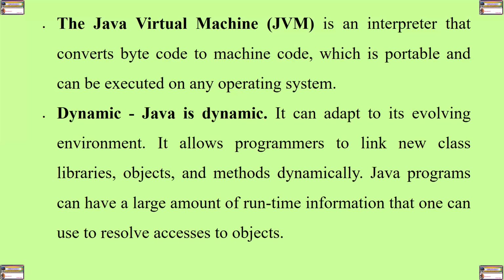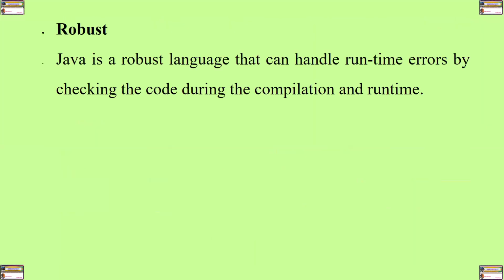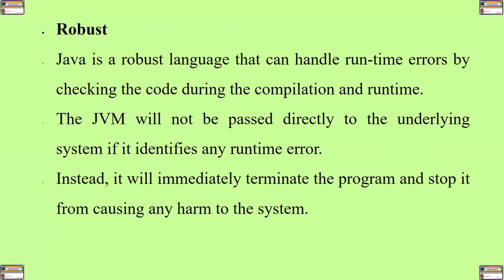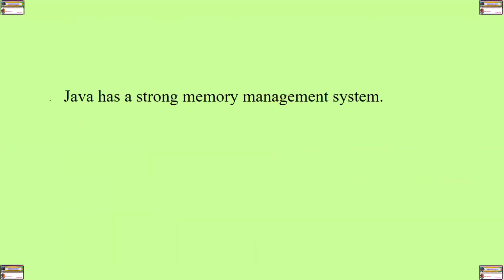Number 12 is dynamic. Java is dynamic. It can adapt to its evolving environment. It allows programmers to link new class libraries, objects, and methods dynamically. Java programs can have a large amount of runtime information that one can use to resolve accesses to objects. Next, it is robust. Java is a robust language that can handle runtime errors by checking the code during compilation and at runtime. The JVM will not pass the error directly to the underlying system if it identifies a runtime error. Instead, it will immediately terminate the program and stop it from causing any harm to the system.